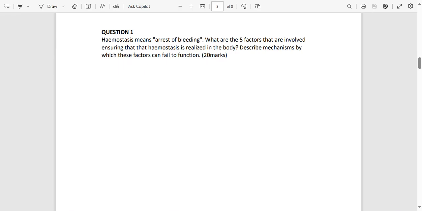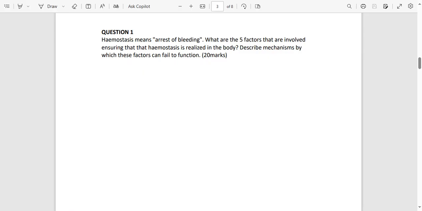Hemostasis means arrest of bleeding. What are the 5 factors that are involved in ensuring that hemostasis is realized in the body? Describe mechanisms by which these factors can fail to function. So we can start there.